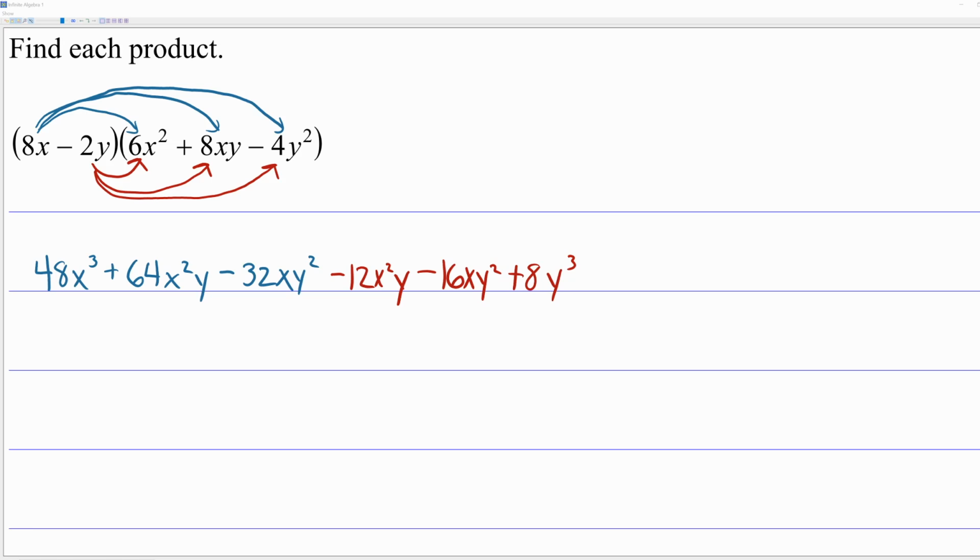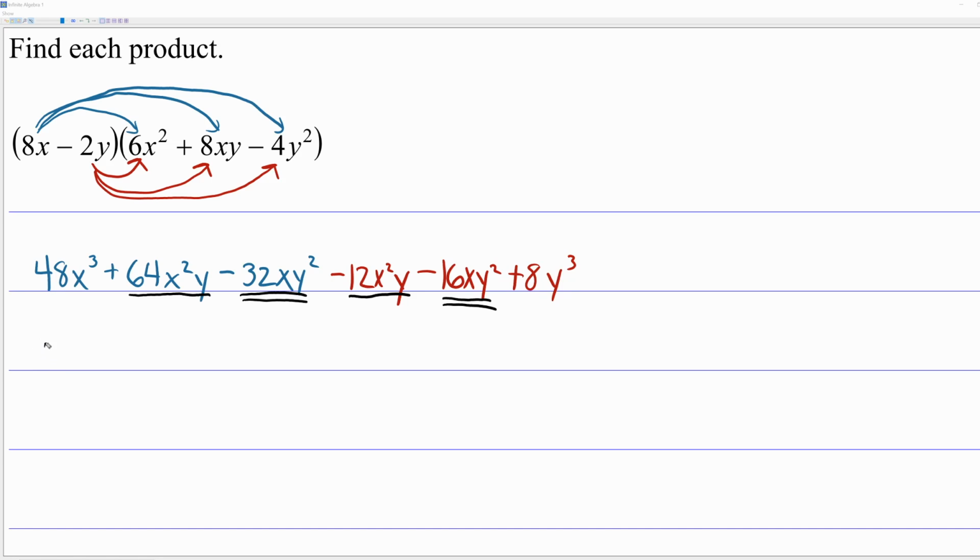Now our job is to combine the like terms. Now be careful with two variables. Some of these terms look alike. For example, 64x squared y, 32xy squared. These are not like terms. The variable portion has to be exactly the same. So 64x squared y is like -12x squared y. In the same way, -32xy squared is like -16xy squared. So I've underlined these two pairs of like terms. I just have to combine them.